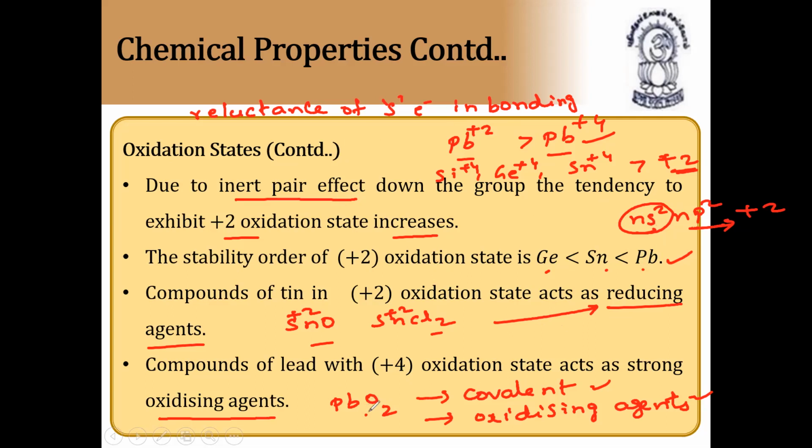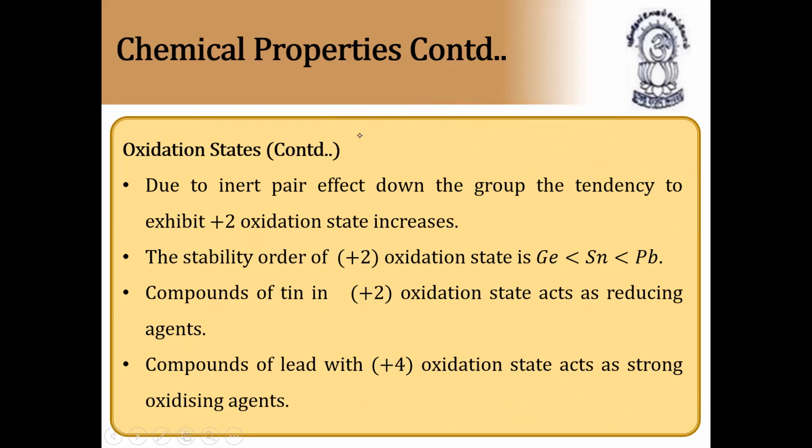Moreover, PbO2 is covalent in nature and it is acting as a strong oxidizing agent. So please make a note of all these very important concepts. The stability of plus 2 oxidation state is germanium less than tin less than lead. Compounds of tin in plus 2 oxidation state act as reducing agents and compounds of lead in plus 4 oxidation state act as strong oxidizing agents. So make a note of all these points in your classwork, then only you can apply the concept in the answers in entrance examinations.